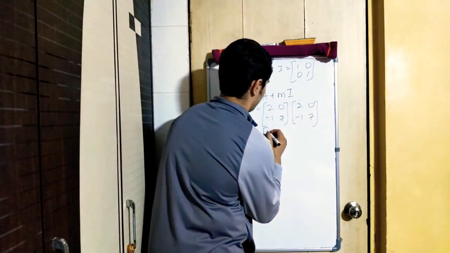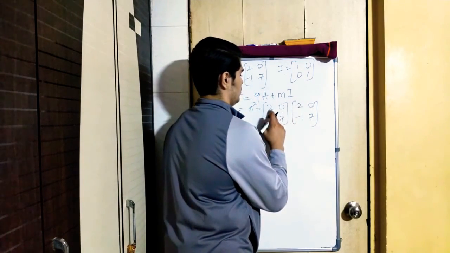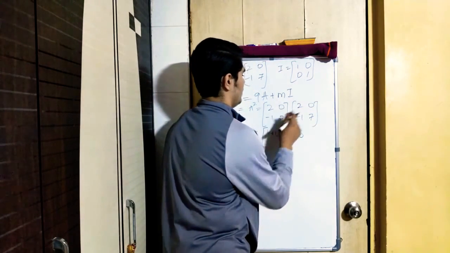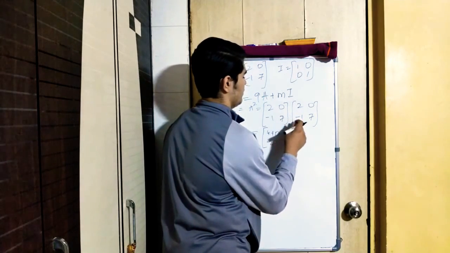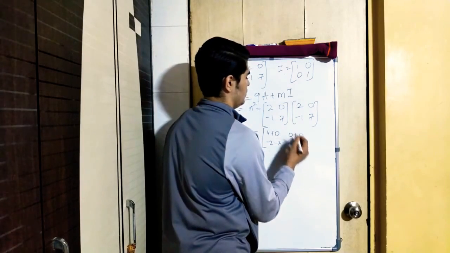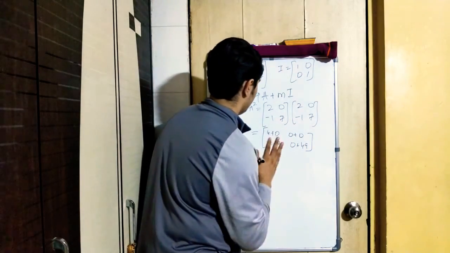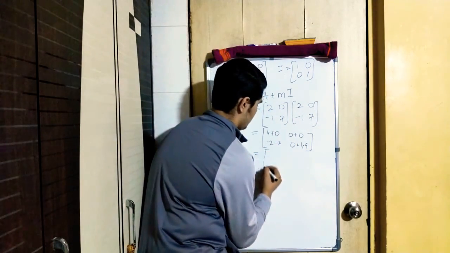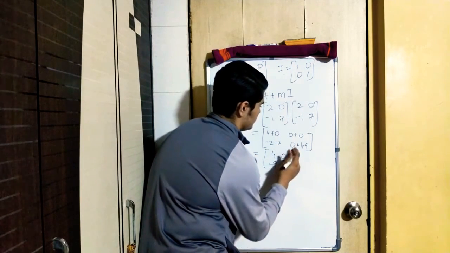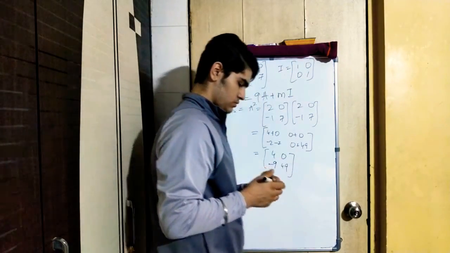2 into 2 is 4 plus 0 into minus 1 is 0. 2 into 0 is 0. 0 into 7 is 0. Minus 1 into 2 is minus 2. 7 into minus 1 is minus 7. Minus 1 into 0 is 0. Plus 7 into 7 is 49. This is a 4 mark sum, so you have to do it very systematically with a calm mind. 4 plus 0 is 4, 0 plus 0 is 0, minus 2 minus 7 is minus 9, 0 plus 49 is 49. This is LHS, you can copy it down.